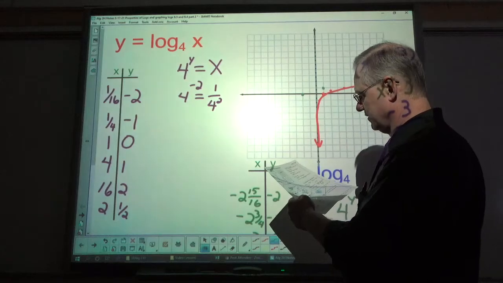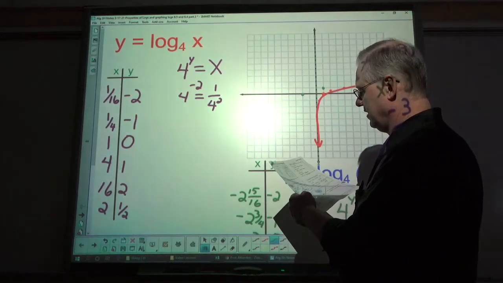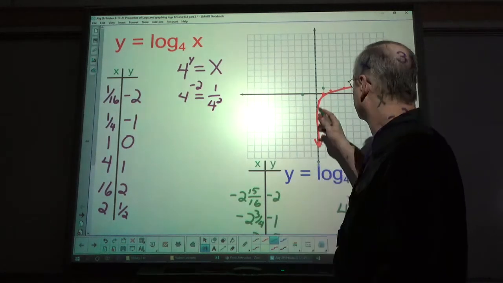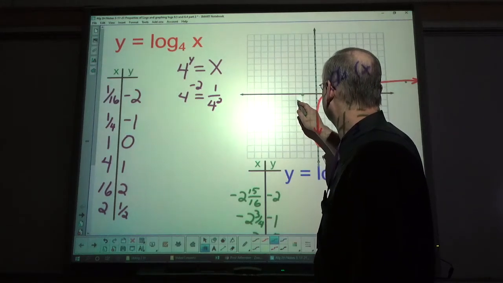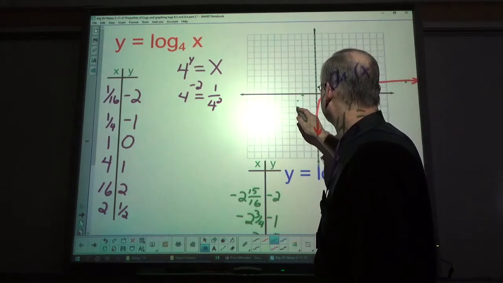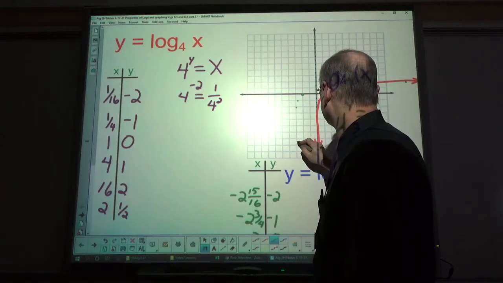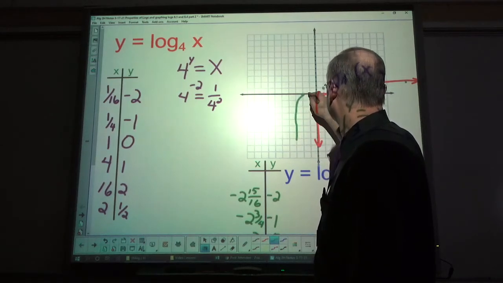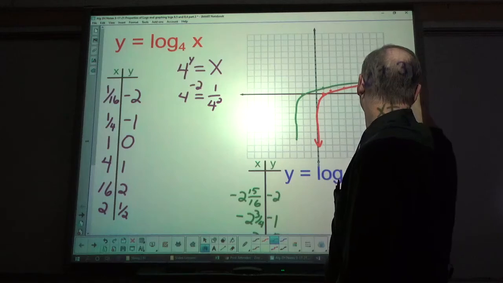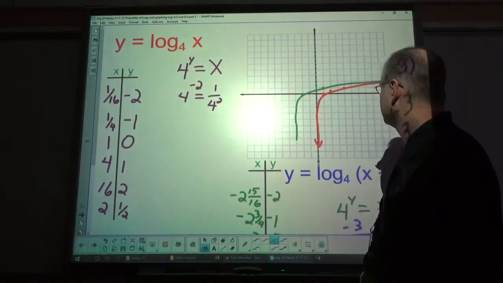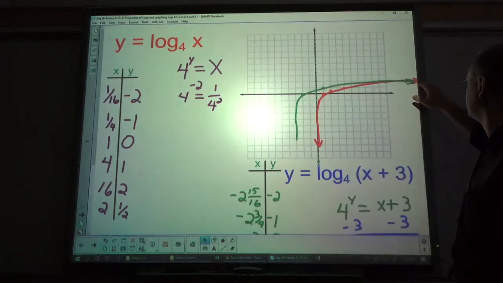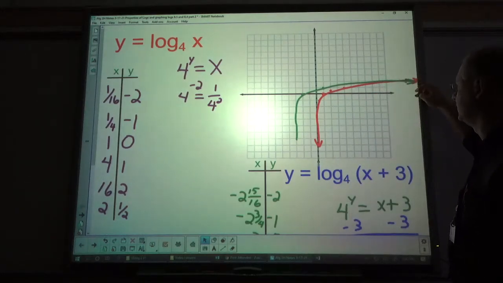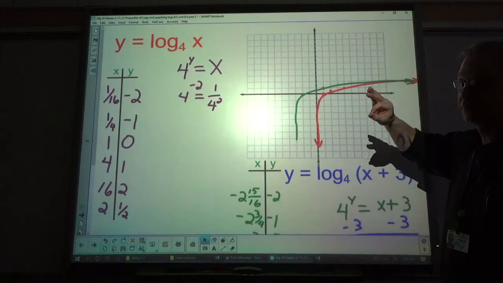Let's see, what other ones? Negative 2 and 3/4, negative 2 and 3/4, negative 1, negative 2 and 15/16, negative 2. So my line comes along and then arcs out. It doesn't actually cross that. The red line is actually a little bit below this green line in a proper drawing.